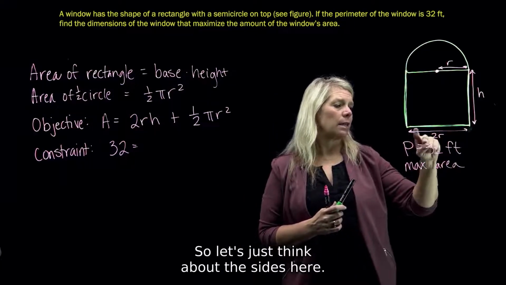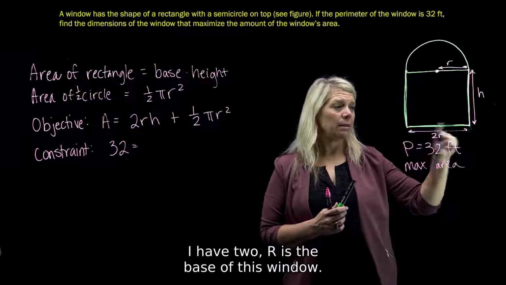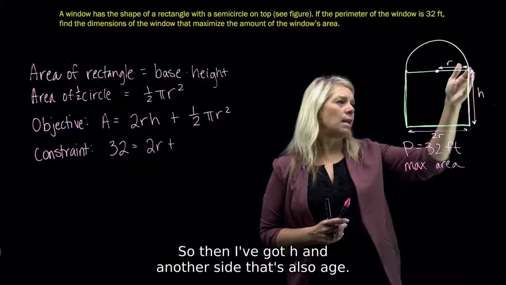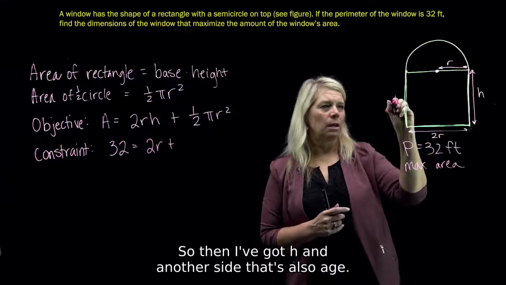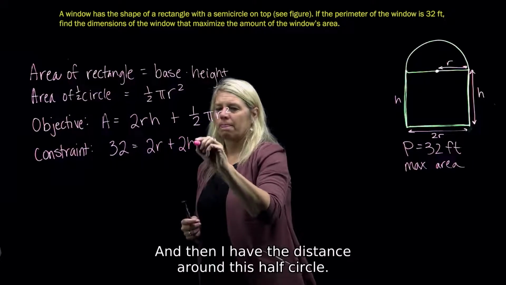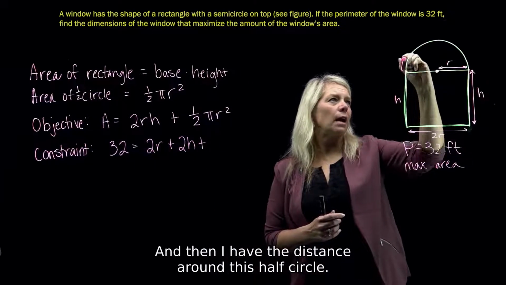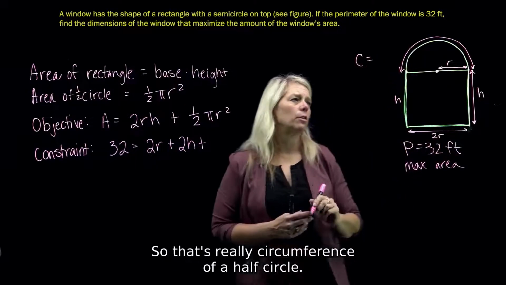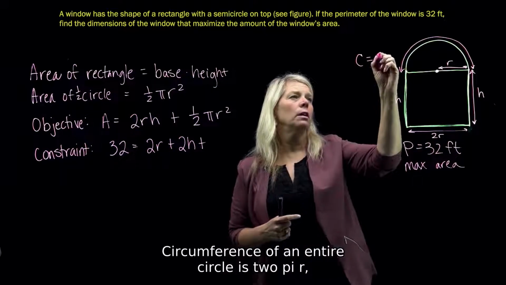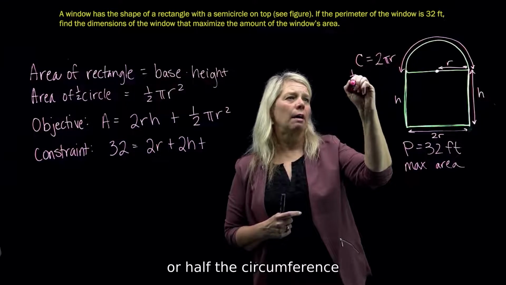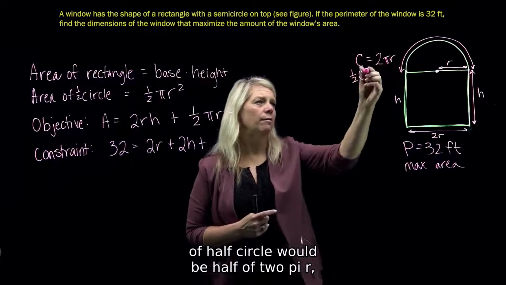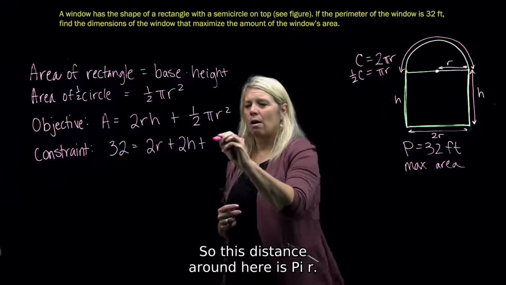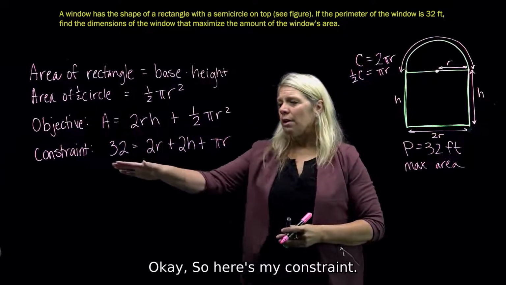So let's just think about the sides here. I have 2r is the base of this window, and then I've got h and another side that's also h, so 2 of those. And then I have the distance around this half circle. So that's really the circumference of a half circle. So circumference of an entire circle is 2 pi r, so half the circumference would be half of 2 pi r, so just pi r. So this distance around here is pi r.